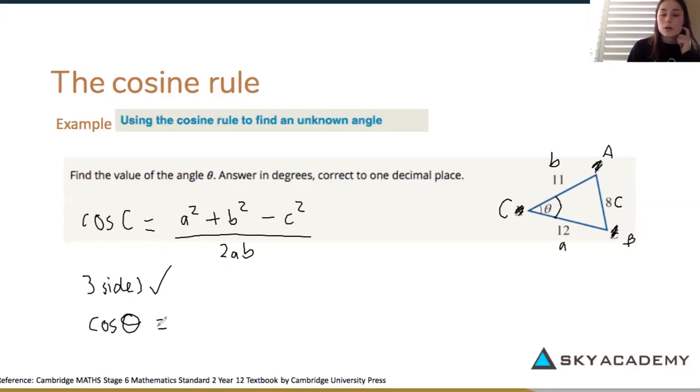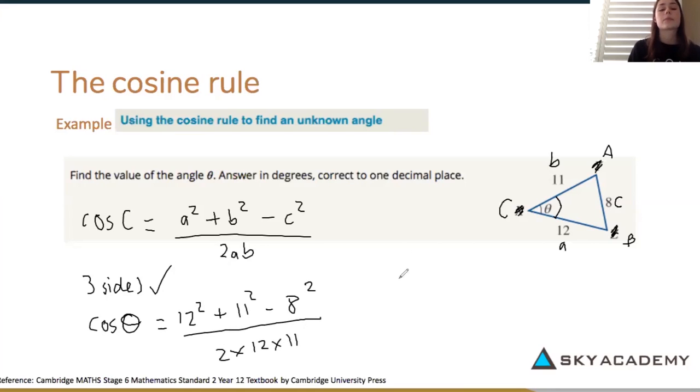I'm going to make it cos theta to work with my triangle. A is 12 squared plus 11 squared minus C squared over 2 times 12 times 11. Once I've done that, I can then put it into my calculator and solve for it. However, we're solving to find an angle. And when you need to find an angle, you have to press shift. And so we're going to press shift cos. I'm just going to write that down.